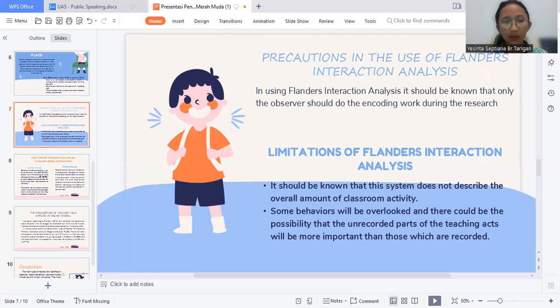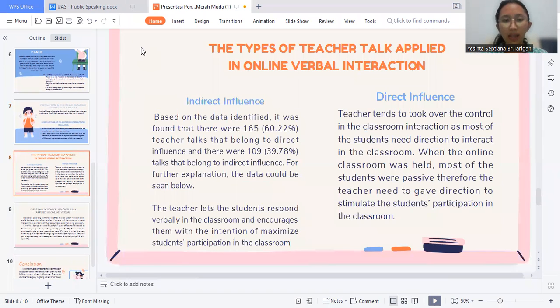And this is the data that we found in that journal: the types of teacher talk applied in online verbal interaction. There are two types. First type, direct influence. Based on the data identified, it was found that there were 165 or 60.22% teacher talks that belong to direct influence, and there were 109 or 39.78% talks that belong to indirect influence.